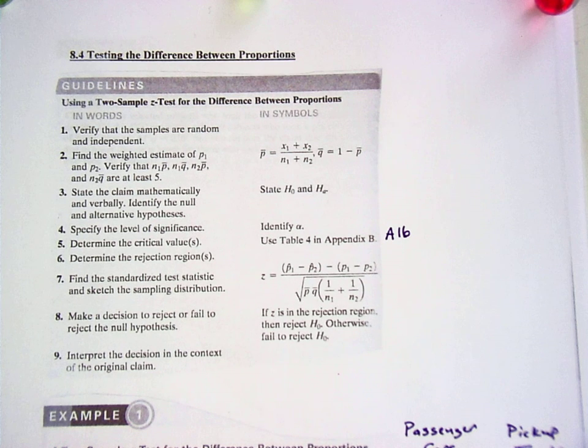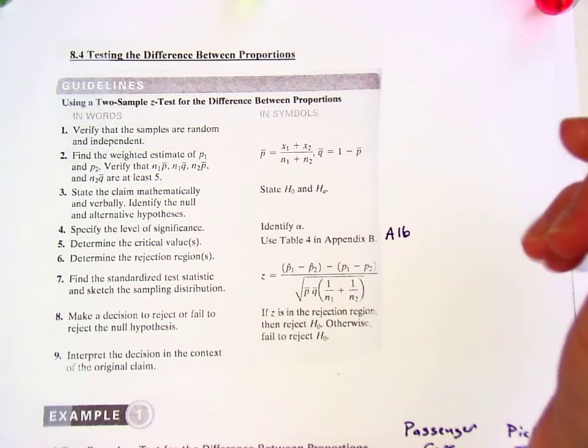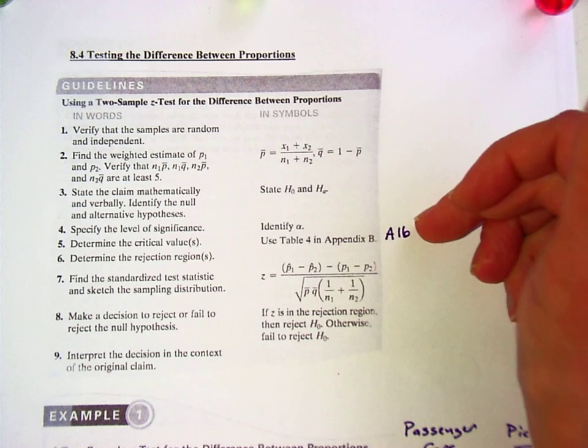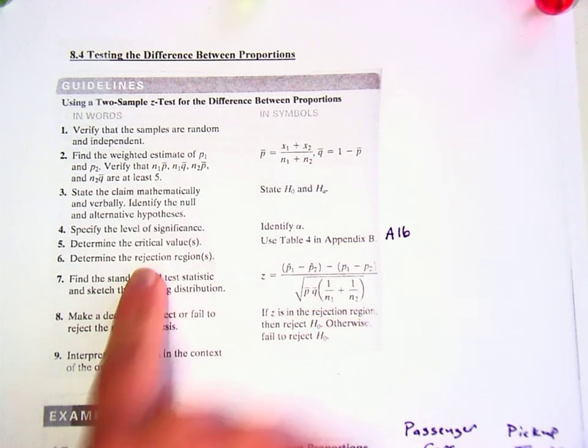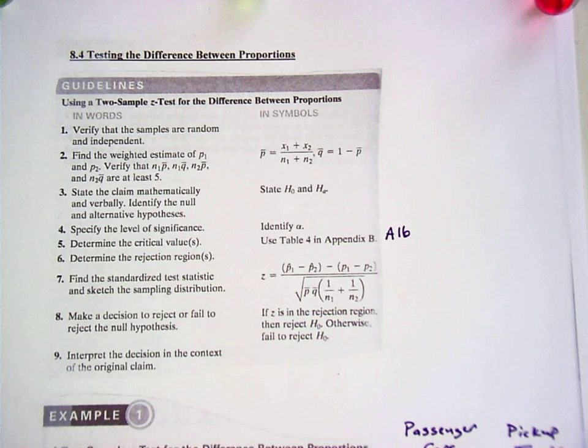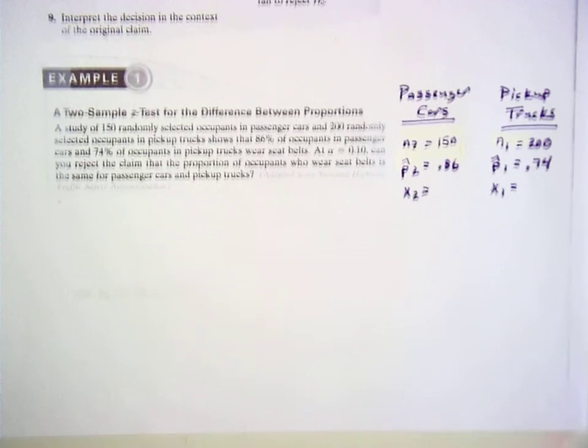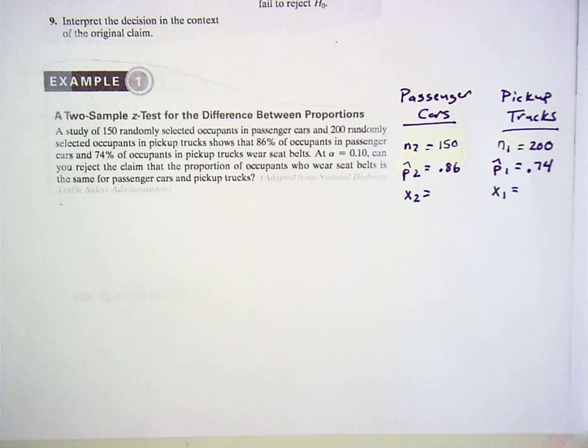So today we're doing 8.4, testing the difference between proportions. This is the T-chart that tells you what we're doing, and the only thing you need to add is A16 right here for critical values, so you might want to add that in. Okay, we're going to go down to here. The idea behind today is that I'm going to do example 1 with you, and then you're going to do example 2 yourself and see if you know how to do it. So, testing the differences between proportions today.